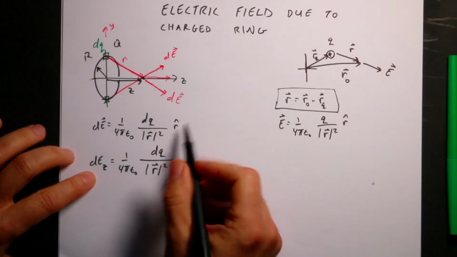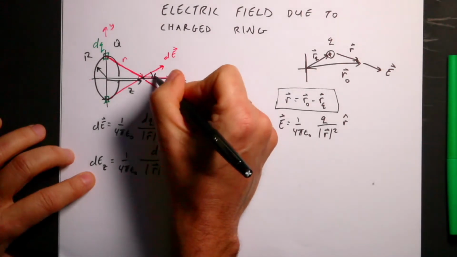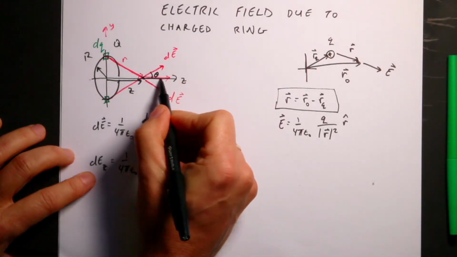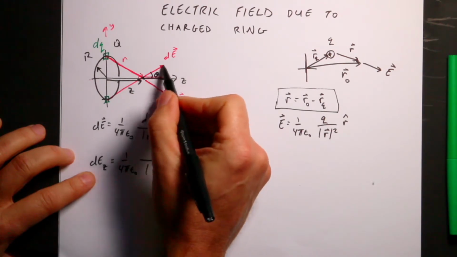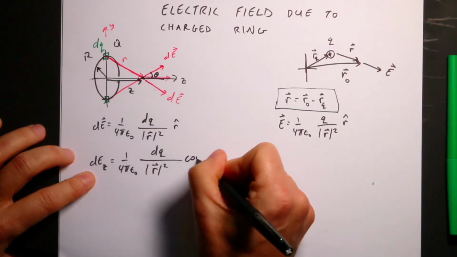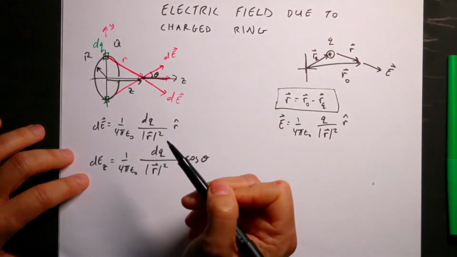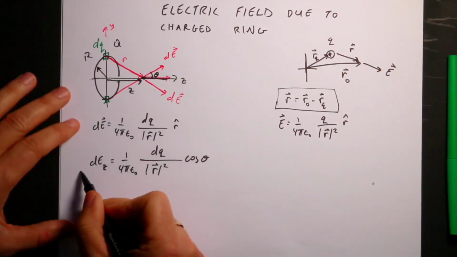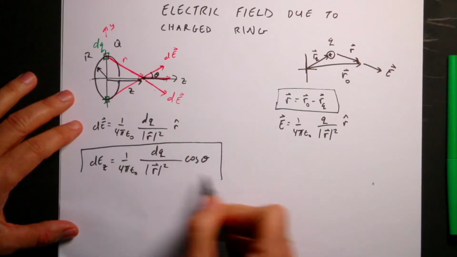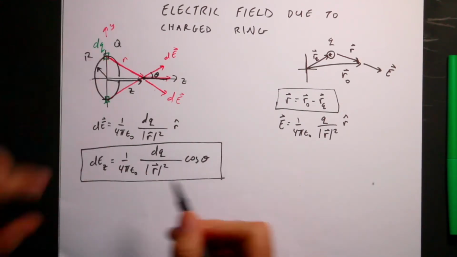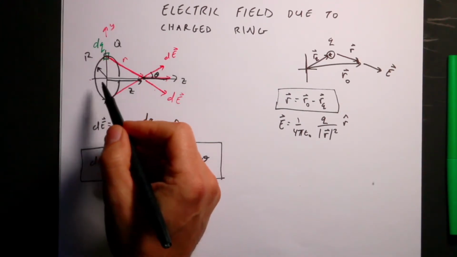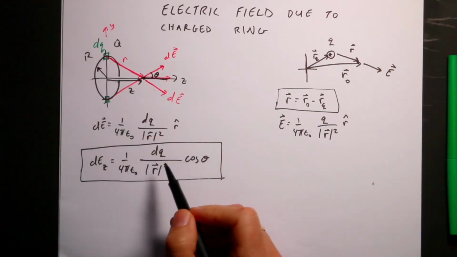But I do need to find, if this is some angle theta, then the z component is just going to be the cosine times the dE. So I need to multiply this by cosine theta, because that's going to give me the z component. So that's my expression for the electric field due to each little piece. And no matter what piece I pick, anywhere around there, they all have that same expression.